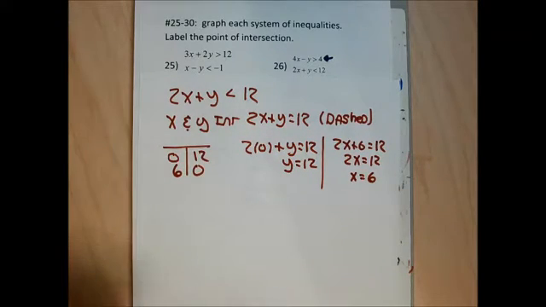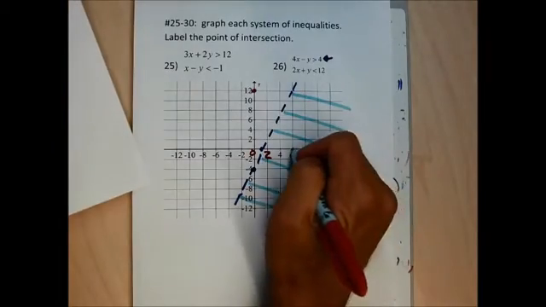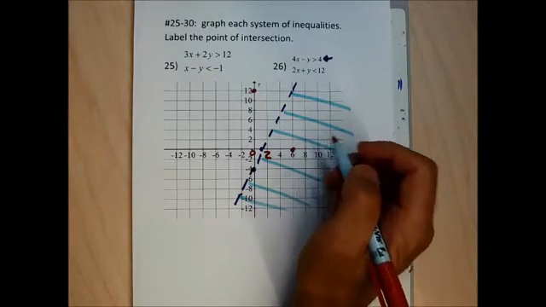So I'm going to plot the point 0, 12 and 6, 0, and connect them with a dashed line.